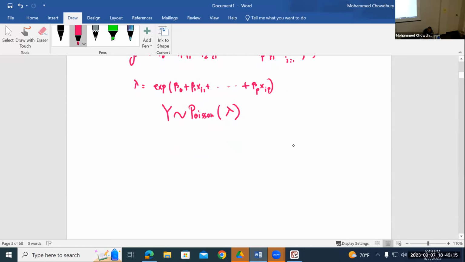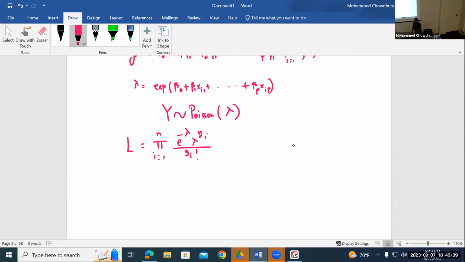Now, the likelihood function of the Poisson distribution can be determined like this: the product over i goes 1 to n of e to the power minus lambda, and lambda to the power y_i, divided by factorial y_i. That is the likelihood function.